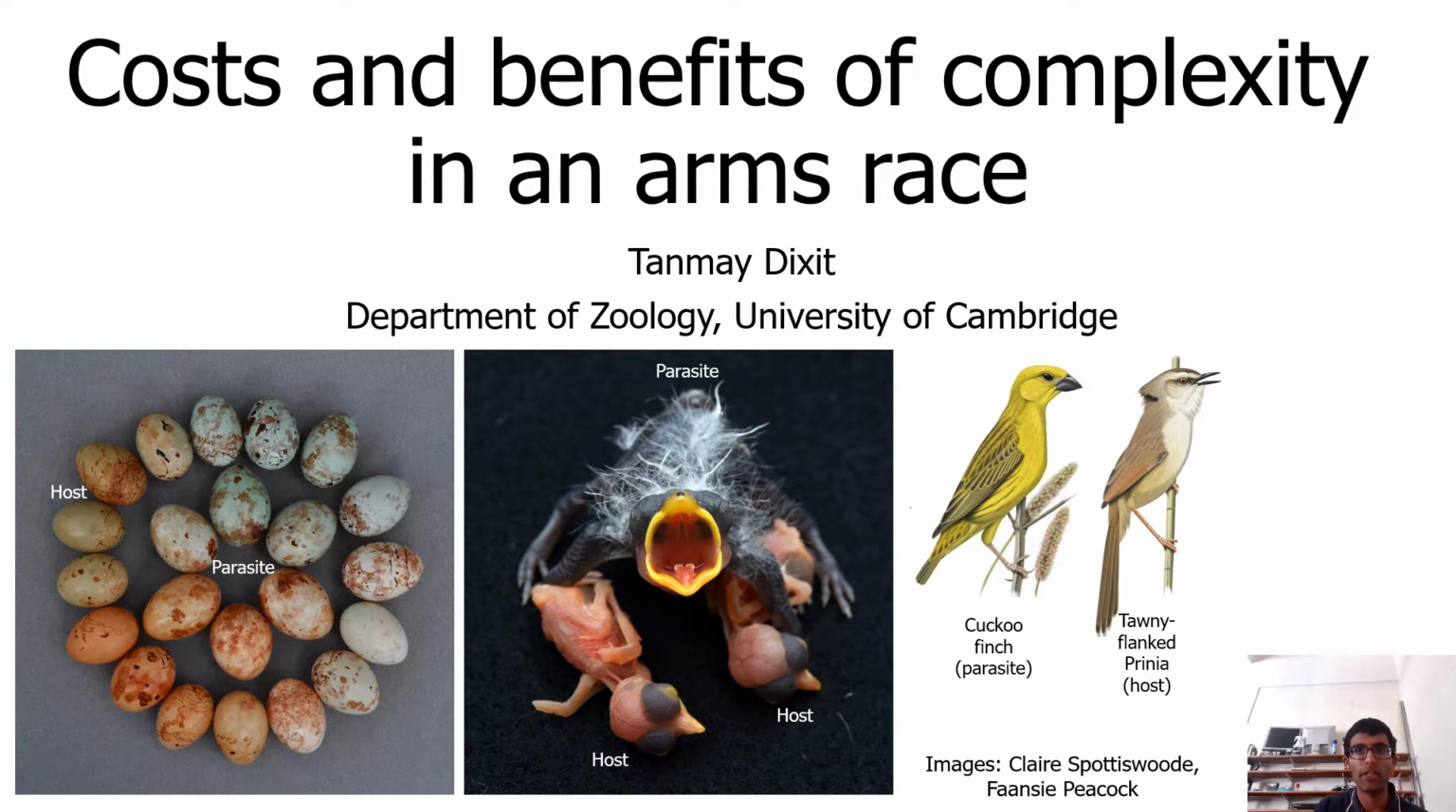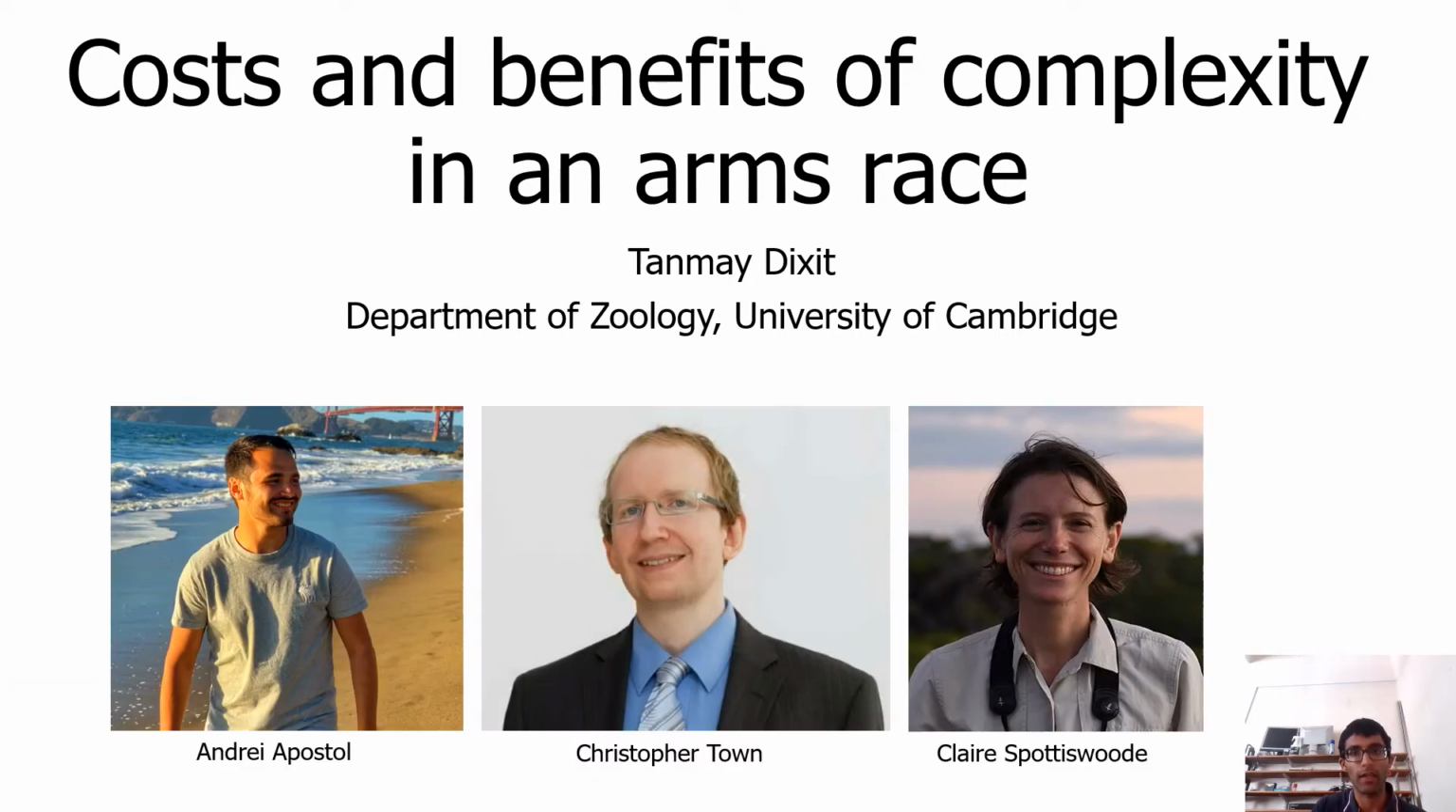Today I'm going to talk about the very complex patterns on prinia and cuckoo finch eggs. These complex signatures of identity help hosts to identify their own eggs, and cuckoo finch forgeries have evolved to trick the host into accepting a parasite egg. And I did this work with Andrei, Apostol, Chris Town, and Claire Spottiswoode.